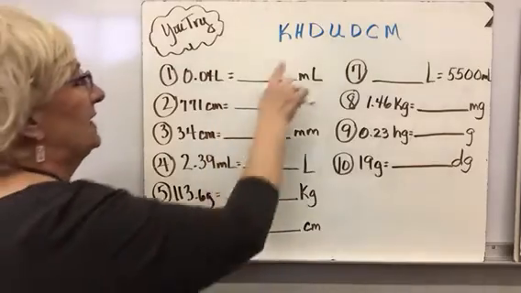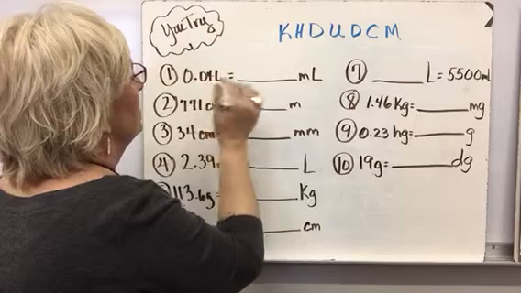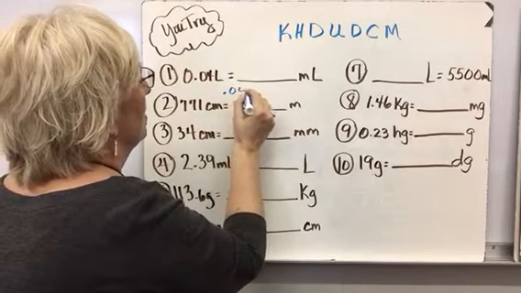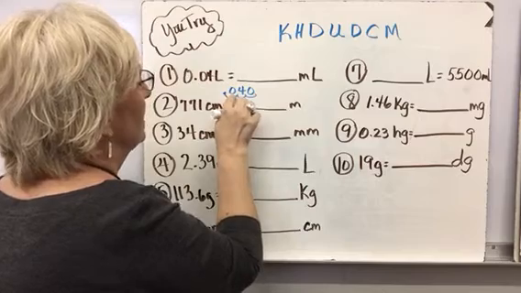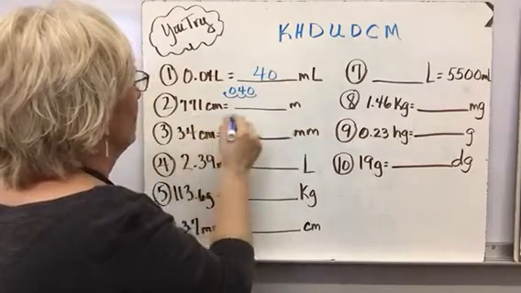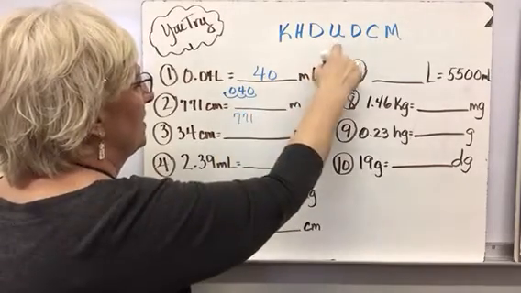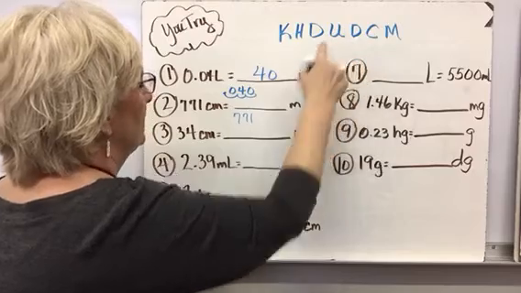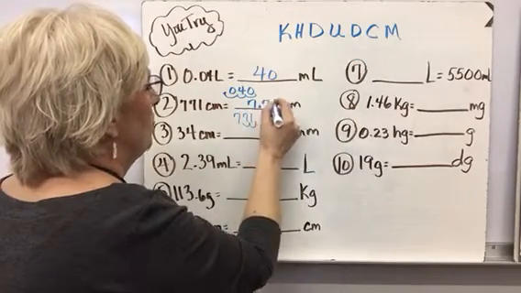All right, if I'm going from liters to milliliters, it's 1, 2, 3 to the right. I don't need to add to keep that 0, so it's going to be 40 milliliters. This is going to be 771 centimeters to meters, which is my unit measure. Going 2 places to the left. That's going to be 7.71.